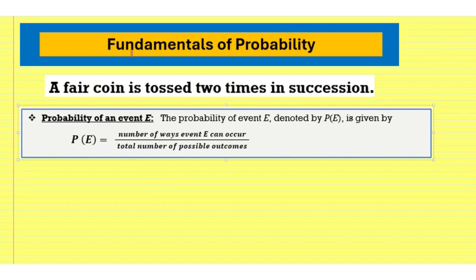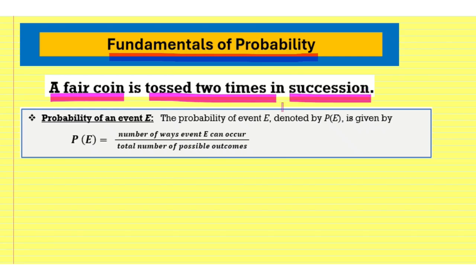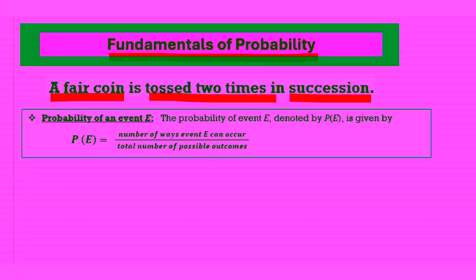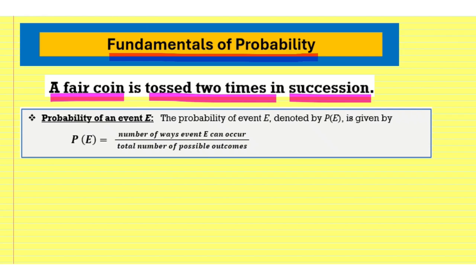Hello, this is Charlene. In this video, we're going to be talking about fundamentals of probability, specifically with respect to a fair coin that is tossed two times in succession or in a row. But let's think about probability in a general way before we work out these problems.